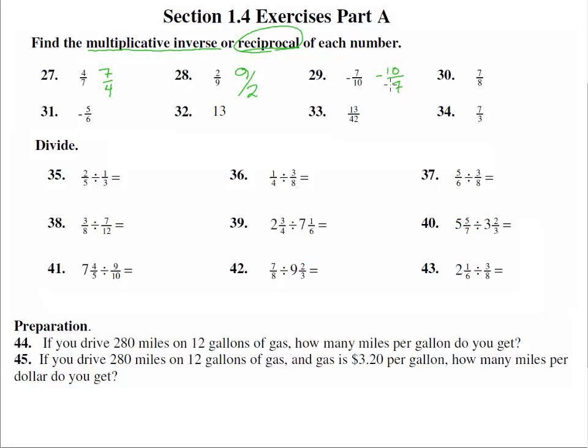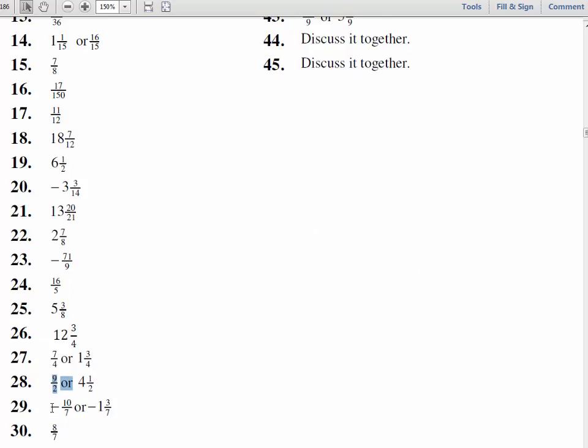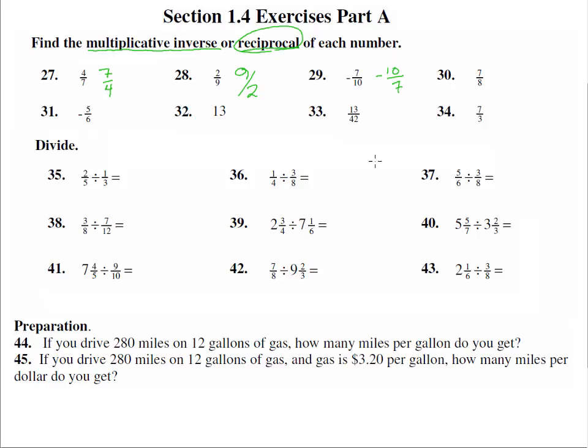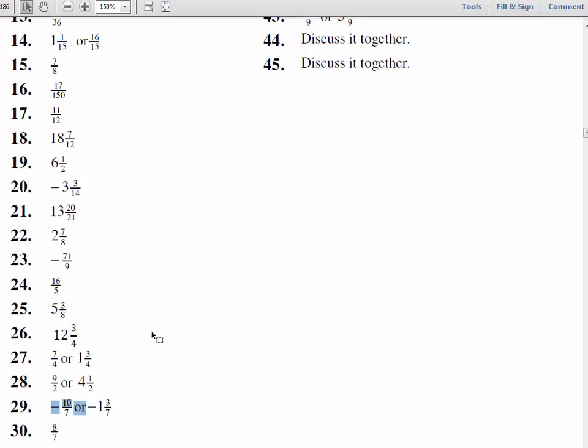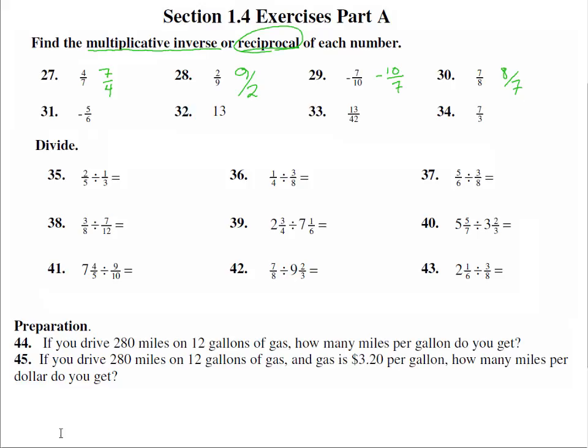-10/7. And you could rewrite that as -1 3/7, but really it's just easiest to flip them and leave it as an improper fraction, and we get -10/7. Good. Here we have 30, which is 7/8. Flip that over and we get 8/7. There we are, 8/7.